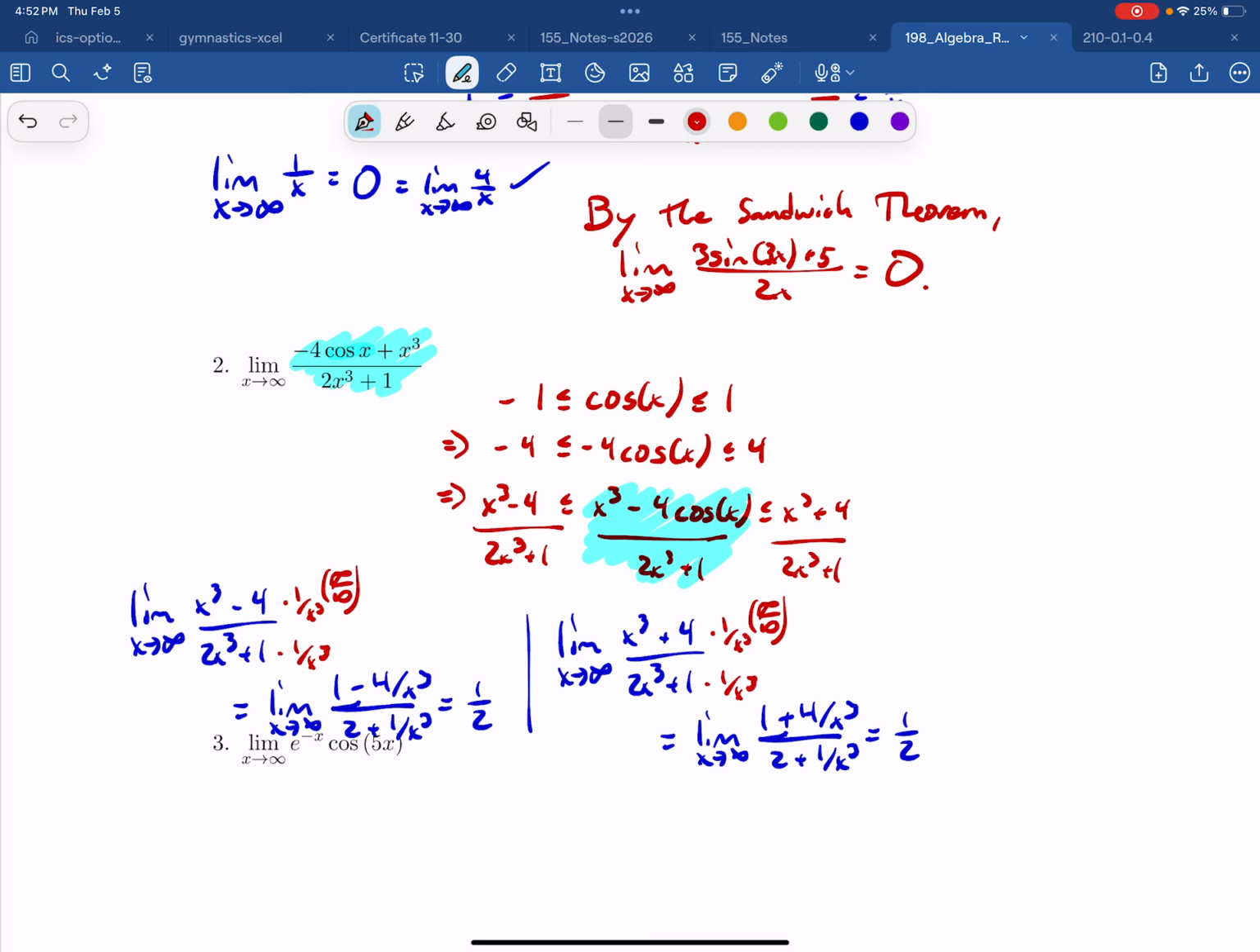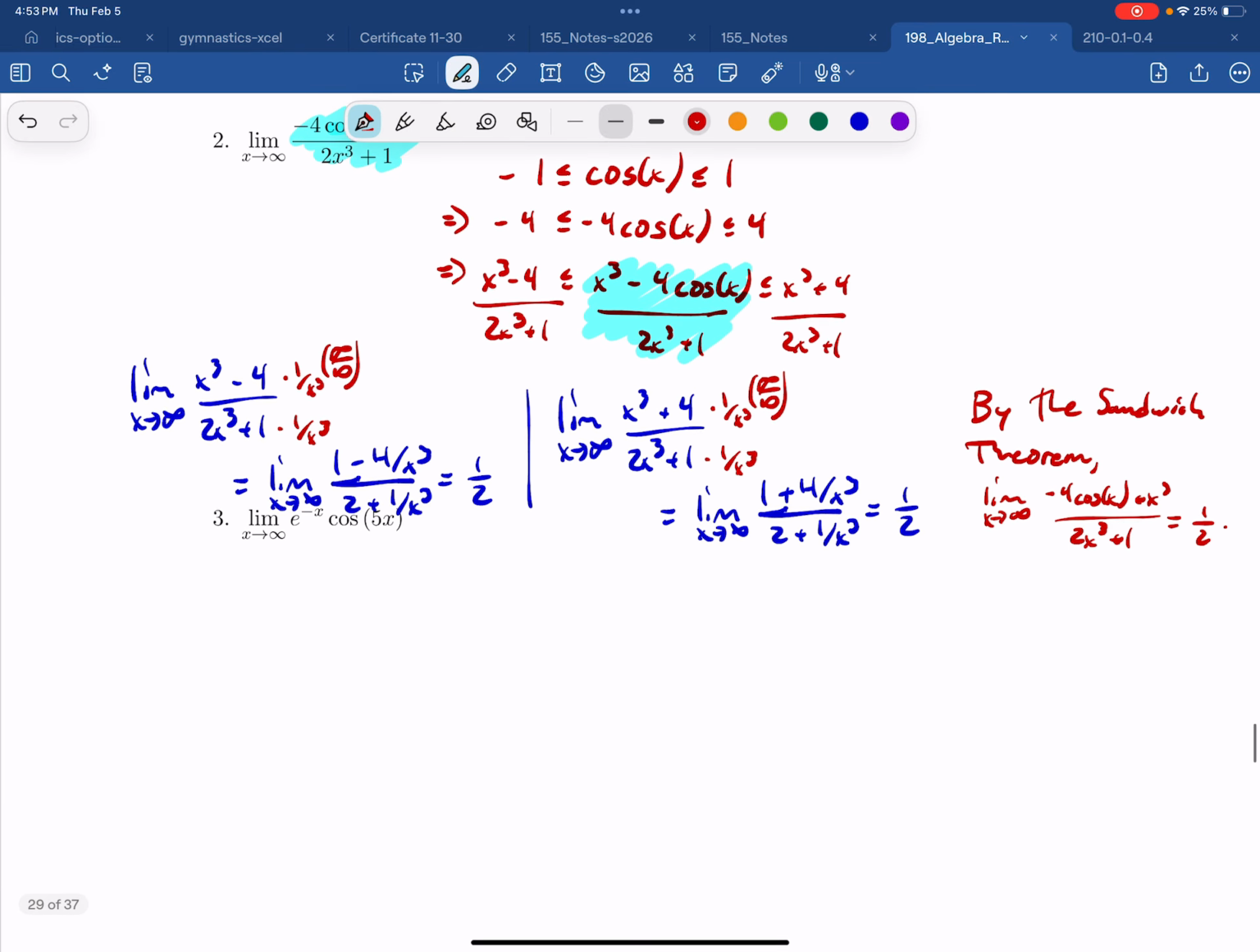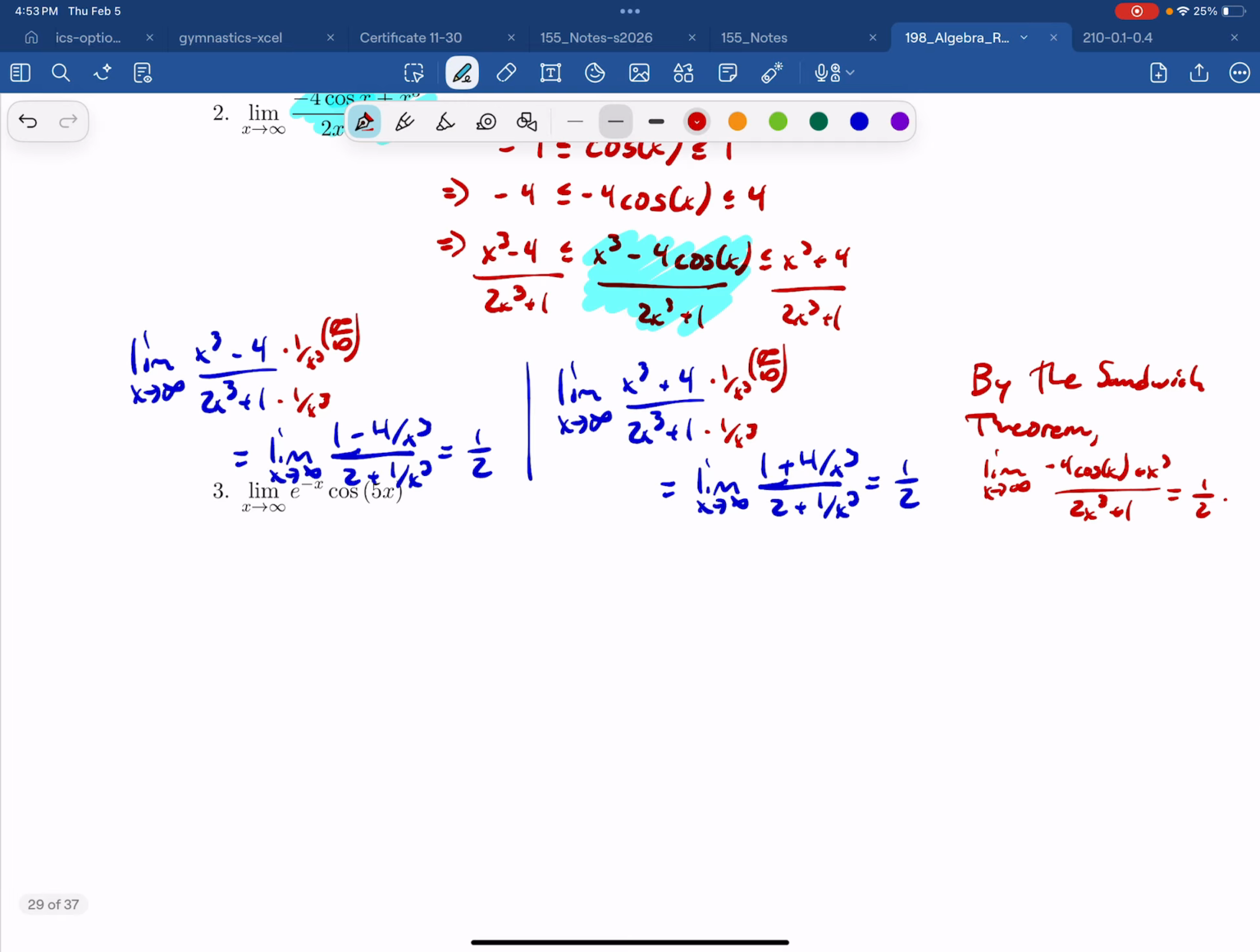And so then we just have to say, by the sandwich theorem, the limit as x approaches infinity of -4 cosine x plus x cubed all over 2x cubed plus 1 equals 1/2.